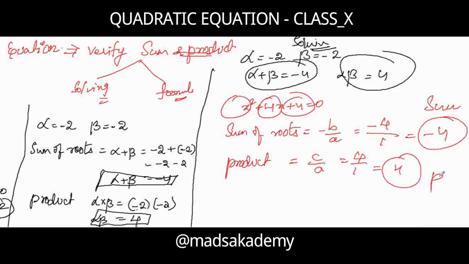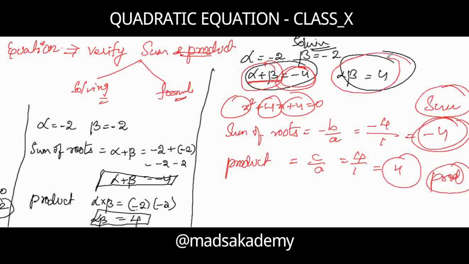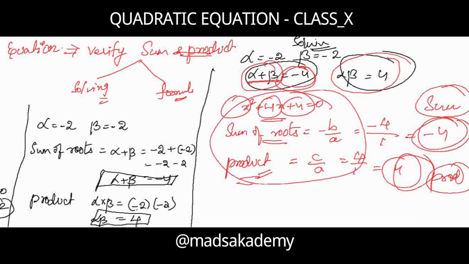So if you observe, I got product as 4, sum as minus 4. While solving, I got two roots. If I added those two roots, I got minus 4, meaning the sum of the roots is minus 4. Here also by formula I got minus 4. Product of the roots I got 4, and by using the formula I got 4. So here I verified the sum of the roots and the product of the roots in two different ways. One is by solving, one is by using this formula.